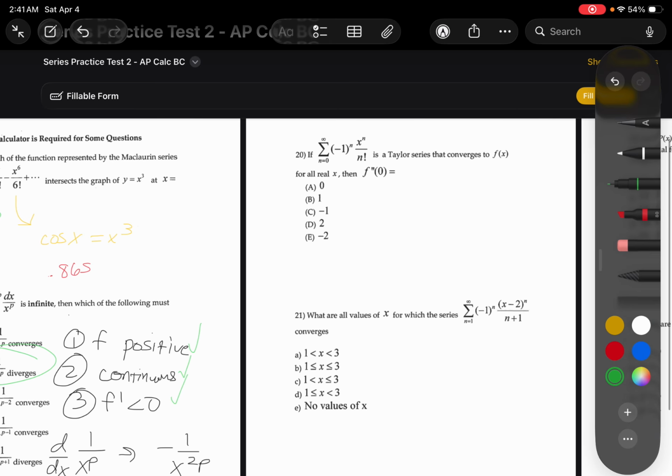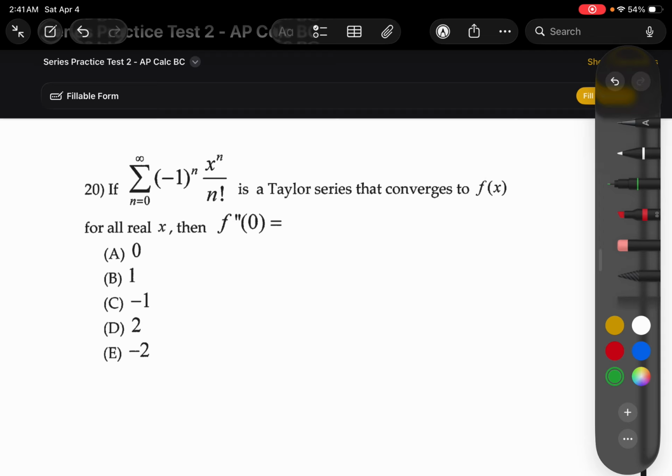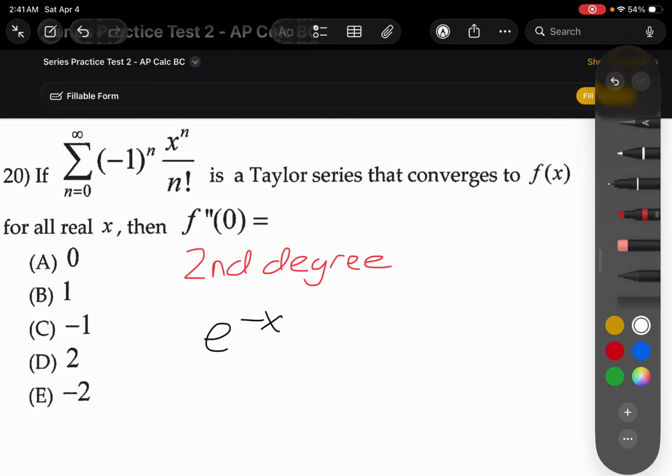Okay, moving on to question 20. If this is a Taylor series that converges to f of x for all real x, then f prime of 0 is... So this is basically saying, what is the second degree? And since this is an alternating function, which includes all terms, this is going to be e to the negative x. Why this is the case is because we have all the listed terms, so it cannot be sine or cosine of x, and it cannot be the arctangent because there are no factorials on the bottom. This must be e to the x, but it alternates, so it's going to be e to the negative x.